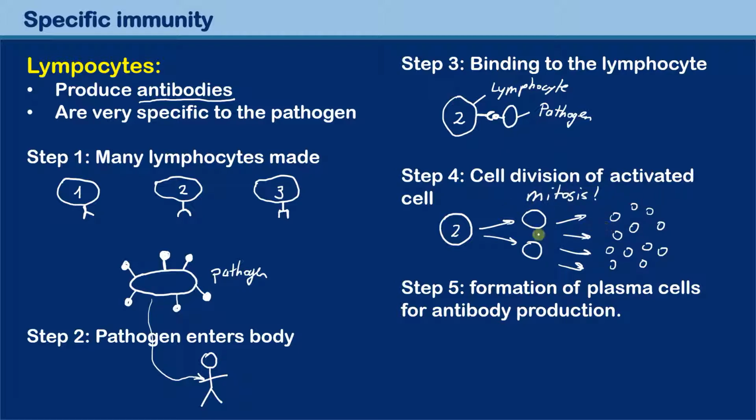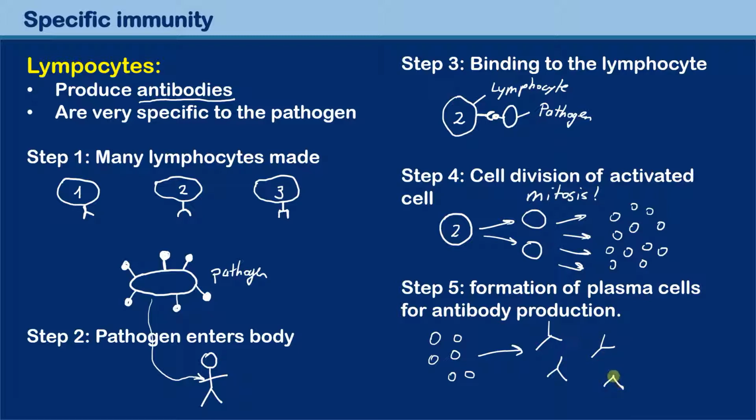Mitosis is cell division. So only this one starts to divide because this one was activated. The others basically are ignored. And now these lymphocytes which divided are able to become plasma cells, and these plasma cells produce antibodies. So we have now over here all of these lymphocytes, and they start producing massive amounts of antibodies, and these antibodies are soluble.